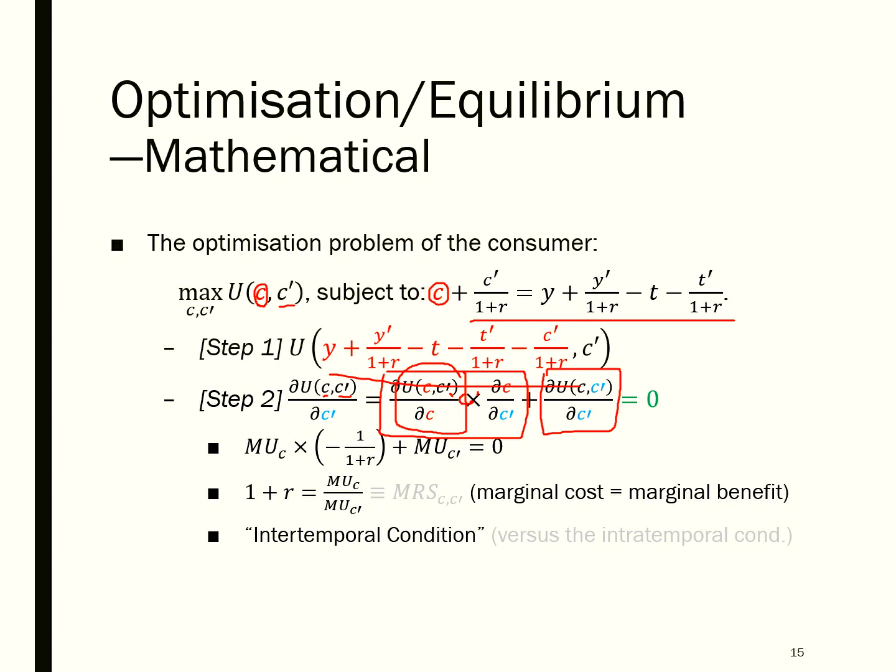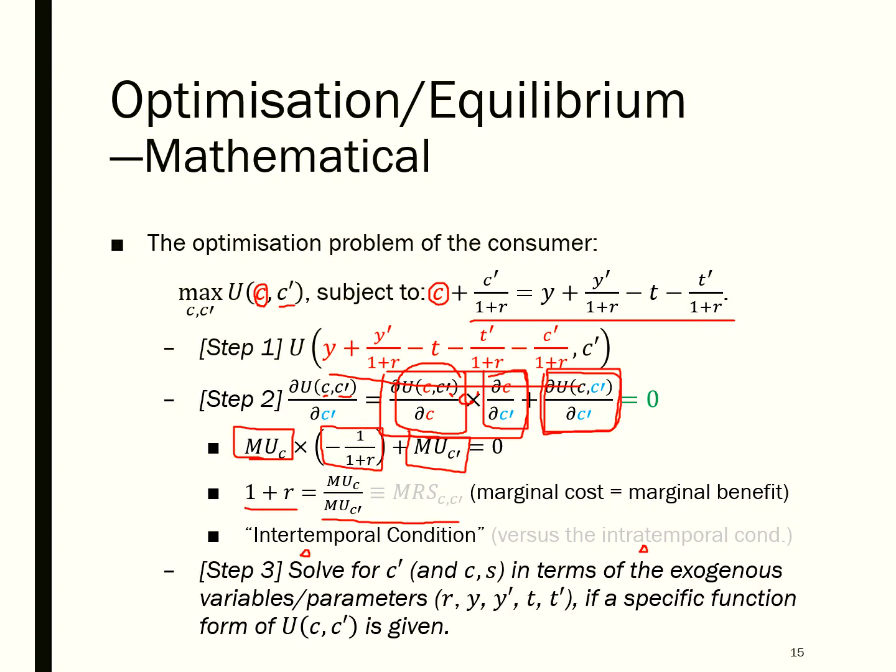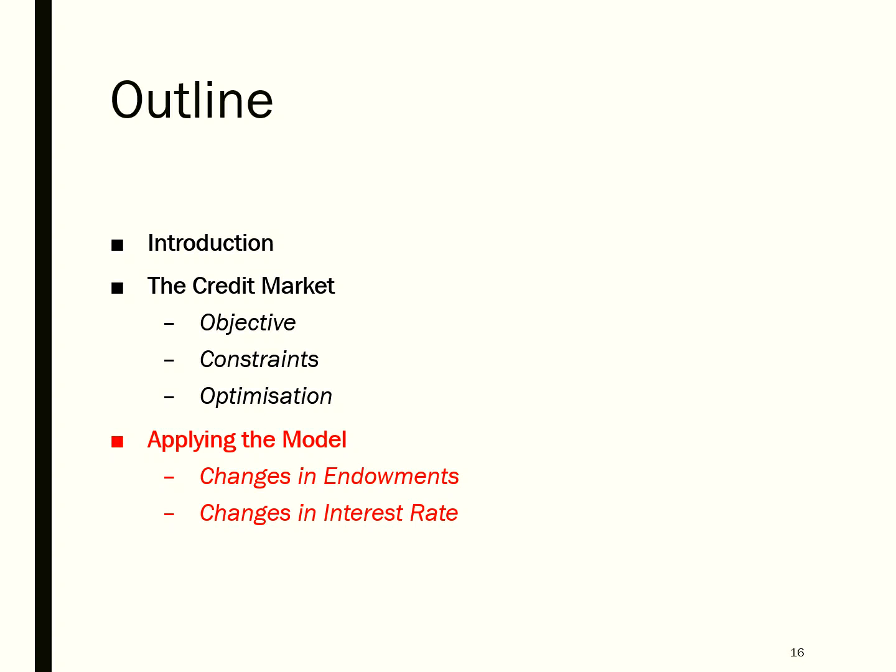Step 3 is not relevant in this lecture because we do not give you an explicit utility function form. In the tutorial, you will have a concrete example where you will be able to solve all endogenous variables in terms of parameters and exogenous variables. Based on the simplified dynamic model, especially the intertemporal condition, we can now apply it to explain business cycle stylized facts in the credit market.